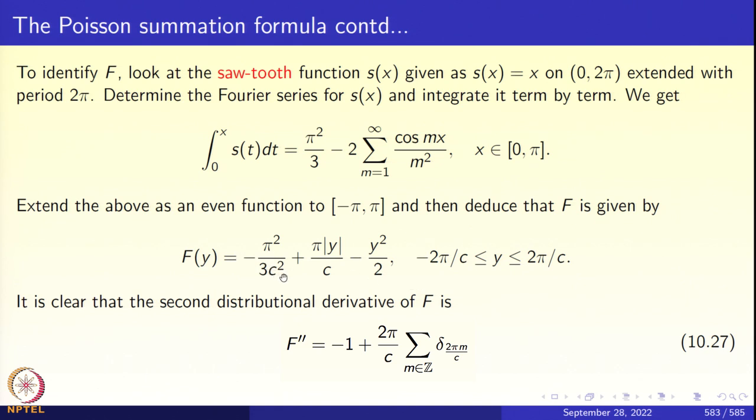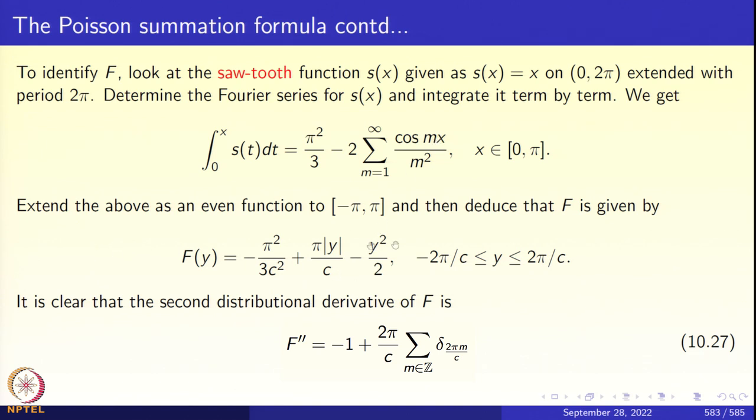Minus pi squared upon 3 c squared plus pi times mod y by c minus y squared upon 2 in this interval. Now the first term is a constant, and the last term is an even function, and the middle term is also an even function. So you're going to extend it as a 2 pi periodic even function, with period 2 pi by c. The period is now 2 pi by c because I scaled the variables.